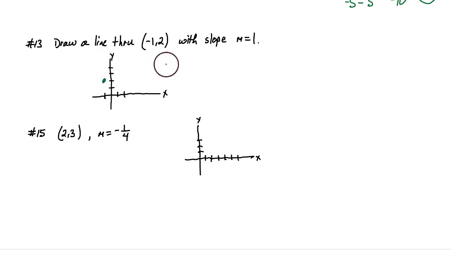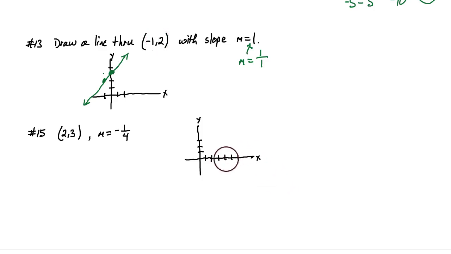Let's draw a line through that so that the slope of our line is 1. If the slope is 1, then the rise was 1 and the run was 1. 1 over 1 simplifies to just a 1. So from this dot, rise 1 unit and run to the right 1 unit. There's another dot on the line. And you draw a line through the dots.